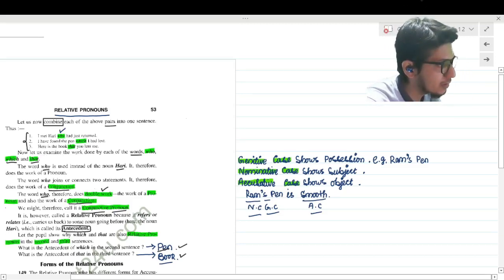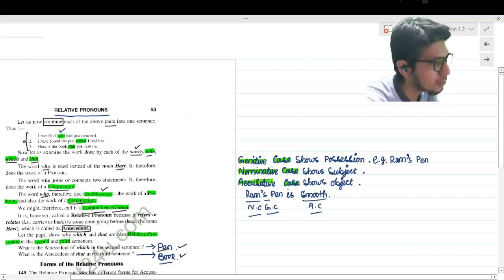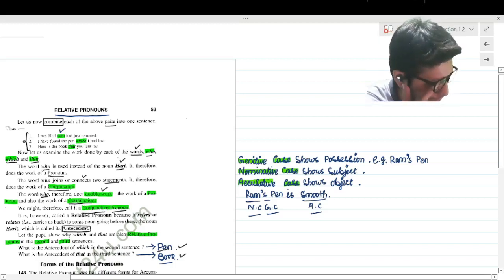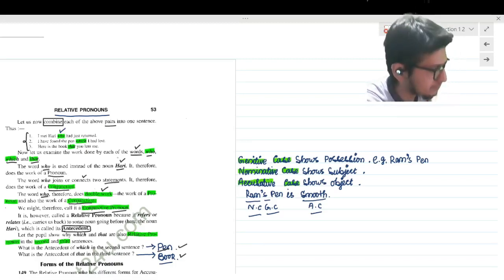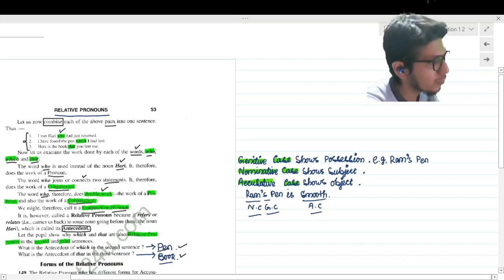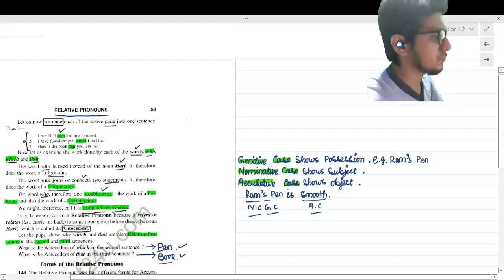Now let us examine the work done by each of the words who, which and that. The word who is used instead of the noun Hari. It therefore does the work of a pronoun. The word who joins or connects two statements. It therefore does the work of a conjunction. The word who therefore does double work, the work of a pronoun and also the work of a conjunction. We might therefore call it a conjunctive pronoun.